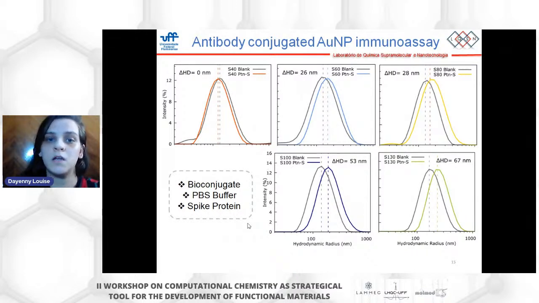So the third part here is what we obtained after this experiment. And we can see here that for the 40 nanometer size, we didn't see any change upon the addition of the spike protein. So these sizes were no longer used in any further tests. And for all the other sizes, ranging from 60 to 130 nanometers, we obtained an interaction between our system and the spike protein. And we can see here that with the bigger gold nanoparticles, we obtained bigger changes in the hydrodynamic diameters, indicating that the systems with 130 nanometers are more sensitive to these tests.